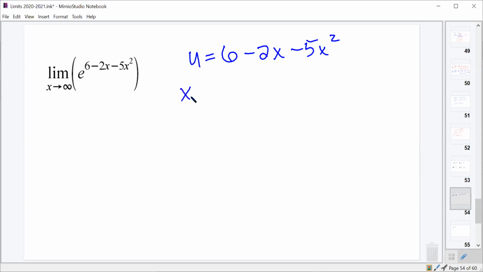You guys are awfully quiet today. So as x approaches infinity, what does u approach? Infinity. Sorry, I couldn't hear. Positive or negative infinity?